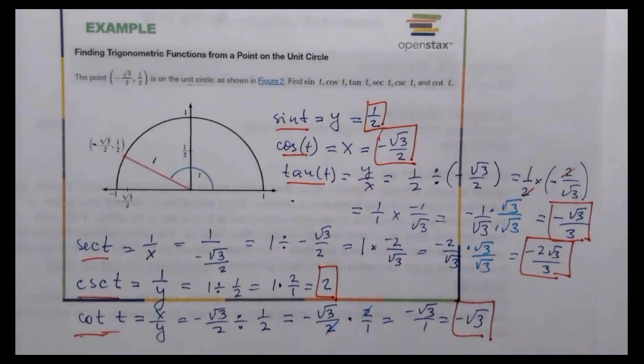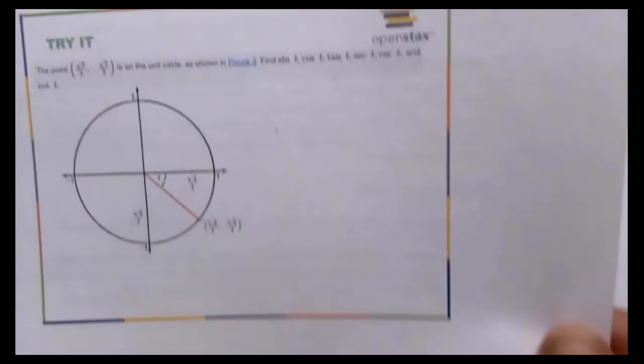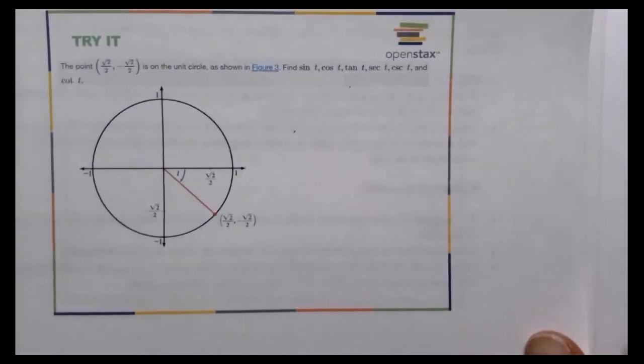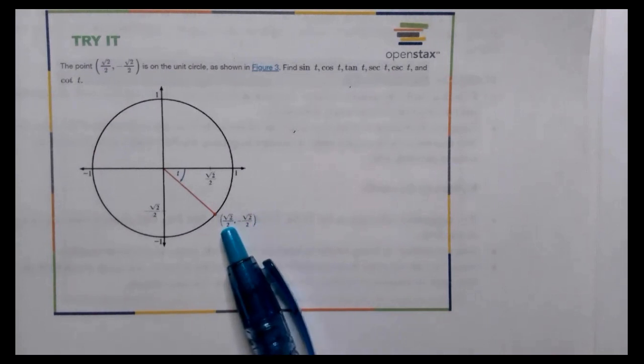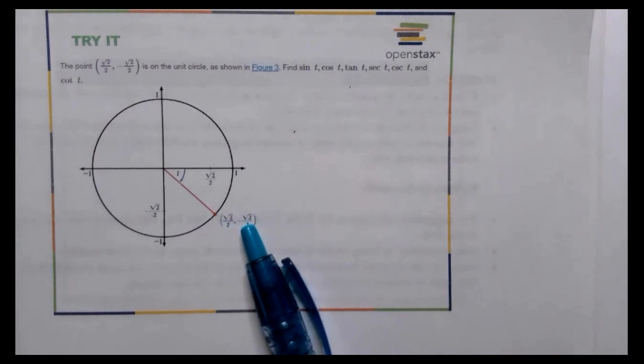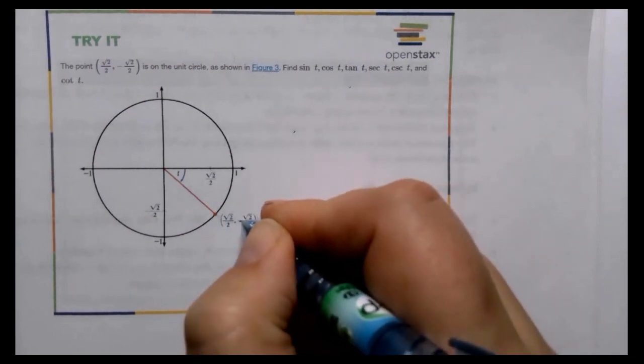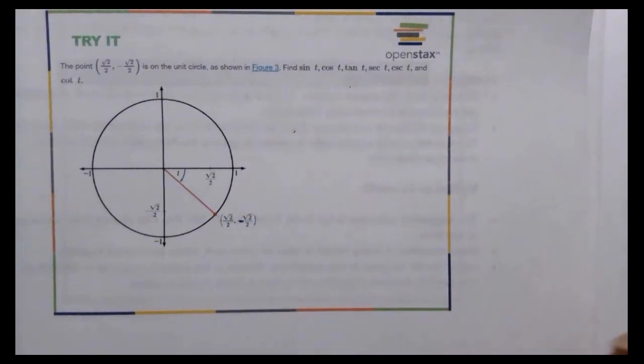Now I want you to try this by yourself. Here's the problem. Again, we have a unit circle and a point on the unit circle: square root of 2 over 2 and negative root of 2 over 2. Let's find all six trigonometric functions of this angle. Pause here and work on the problem.